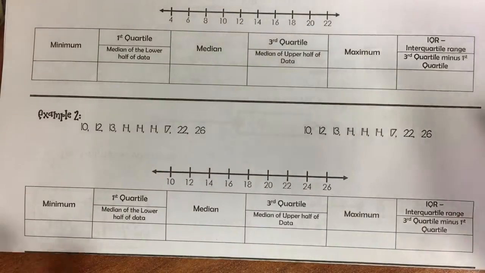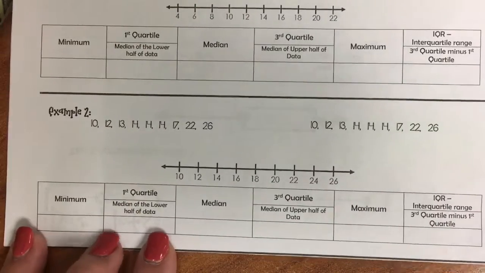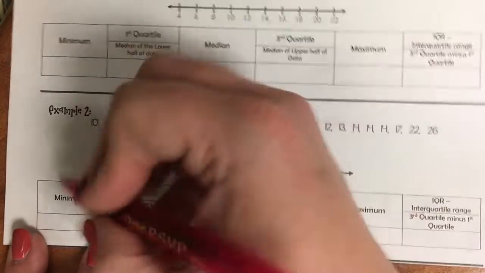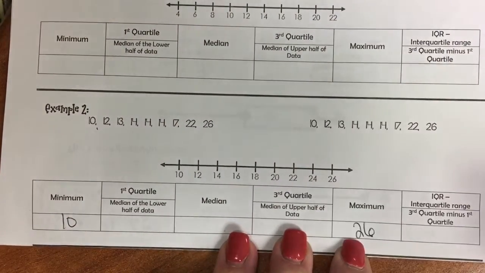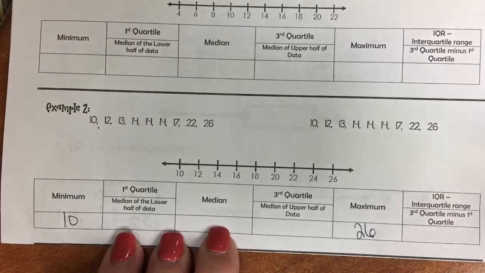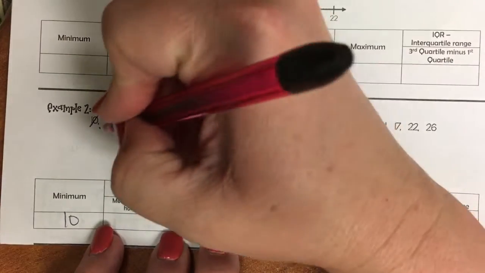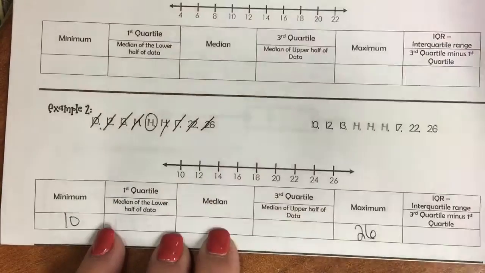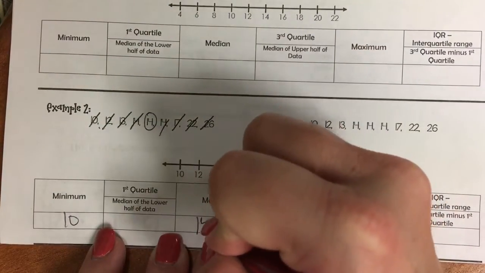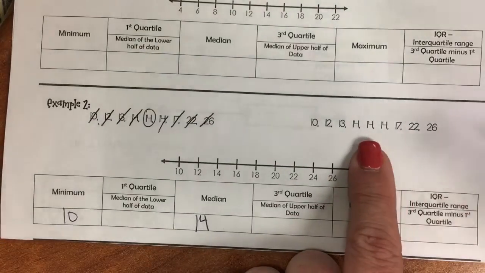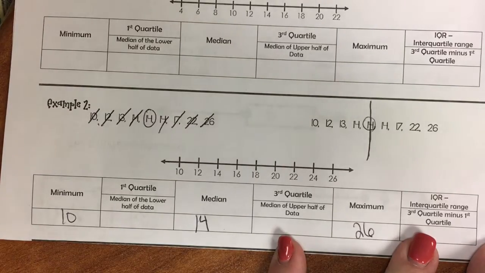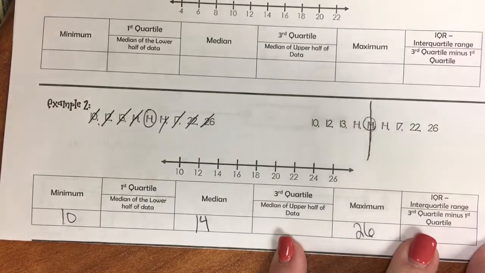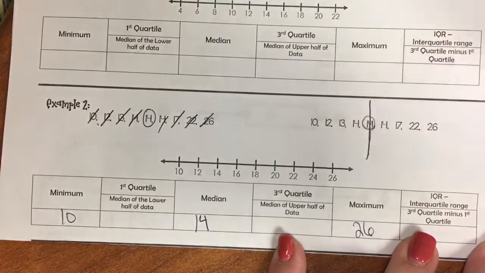All right, our second example here, we're going to take our minimum value of 10, our maximum value of 26. We're going to find the median. So I'm going to mark off a high and a low, and mark off a high and a low, and mark off a high and a low, and then I wind up with a median of 14. Okay, so this was my middle number, this 14. So that divides my data in half right there. So I'm not going to use this 14 when I find the median of the first quartile.